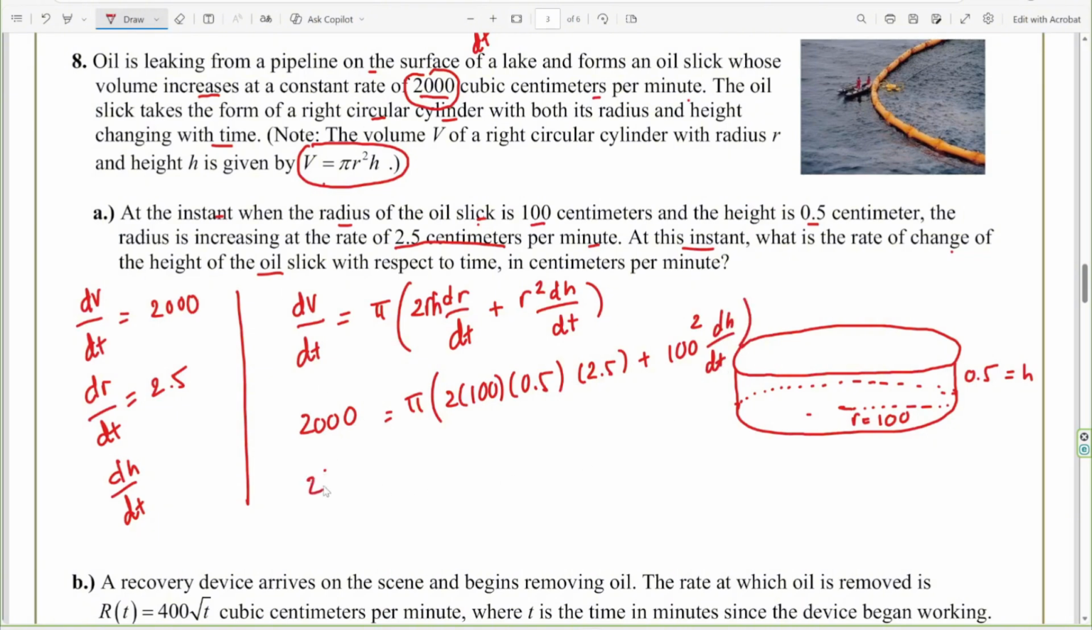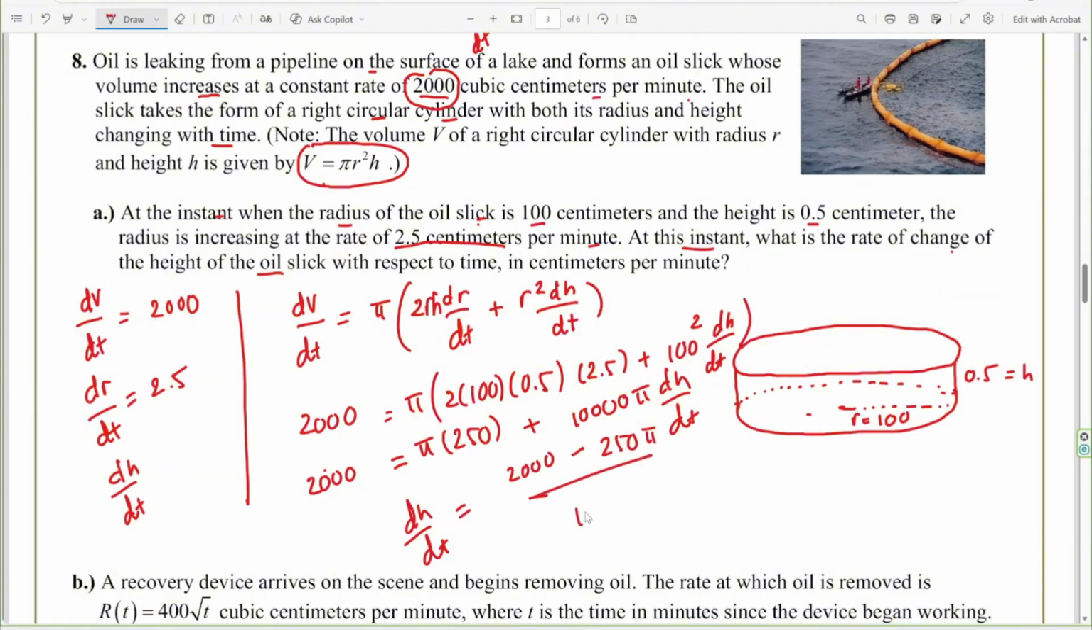Now we need to simplify. We have 2000 equals pi. Now 2 times 0.5 is going to be 1. So 1 times 100 is 100, times 2.5 is going to be 250. So we have 250 times pi, plus 100 squared, which is 10,000 pi, times dh over dt. So dh over dt equals 2000 minus 250 pi, divided by 10,000 pi.